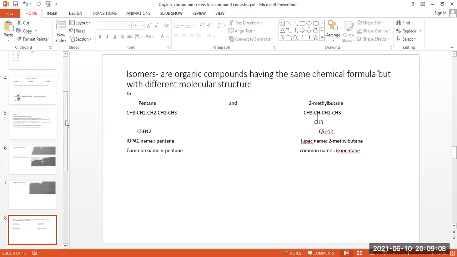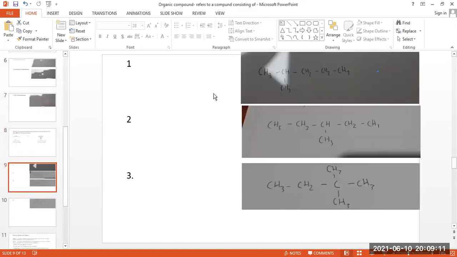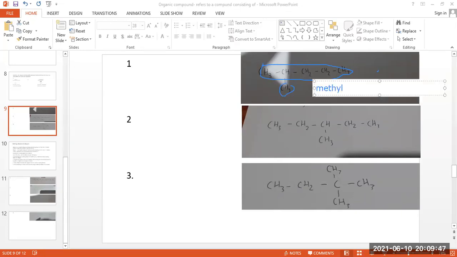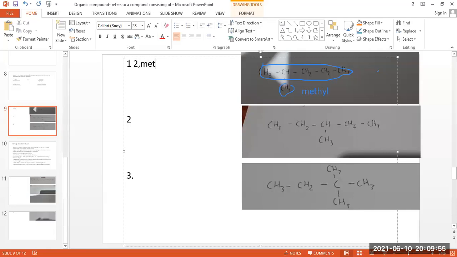Isopentane. So we name this one. We name it first. This is simple, right? This one is methyl. So we name this one as 2-methylpentane.